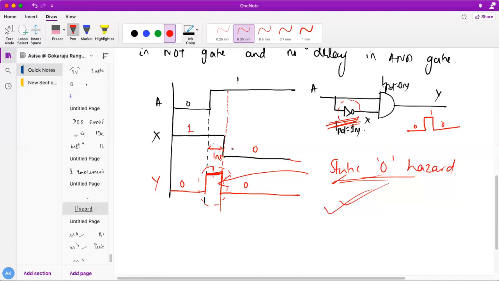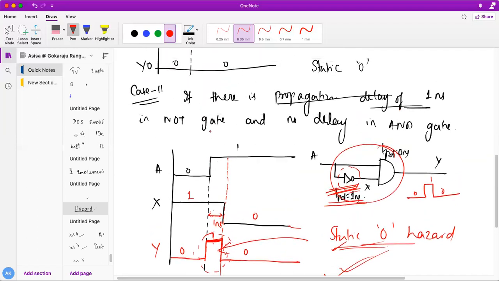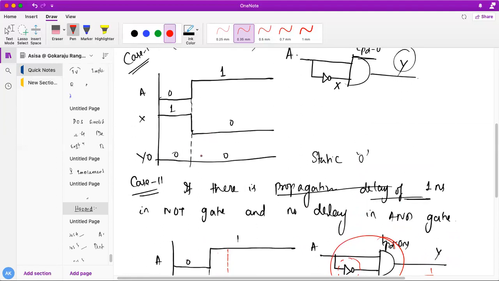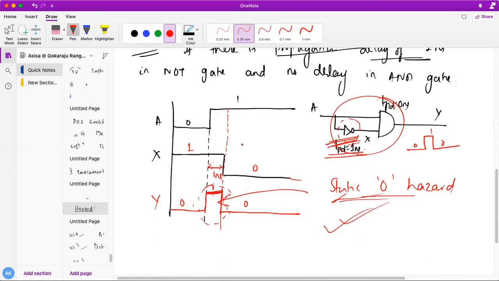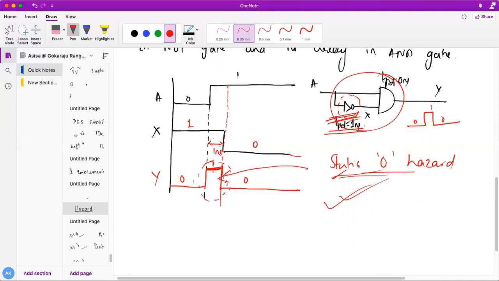So I am getting, in some nanosecond, an unwanted signal which is not to be expected as per the waveform. As per the circuit, this is not to be expected, but because of the propagation delay of the NOT gate, I am getting 1 at a particular nanosecond, which changes my static 0 to a static 0 hazard. Any doubt on this, students? This is actually an unwanted change. We are not expecting any change. I am expecting this should be my output, but because of this 1 nanosecond delay due to the NOT gate, I am getting a static 0 hazard. Static 0 hazard is nothing else, 0 1 0.